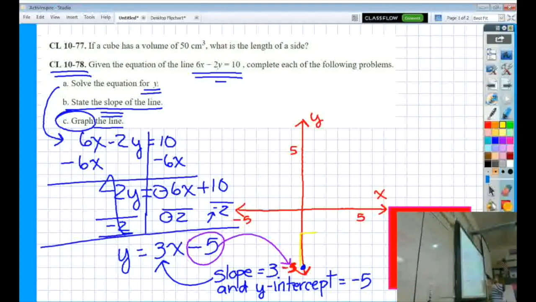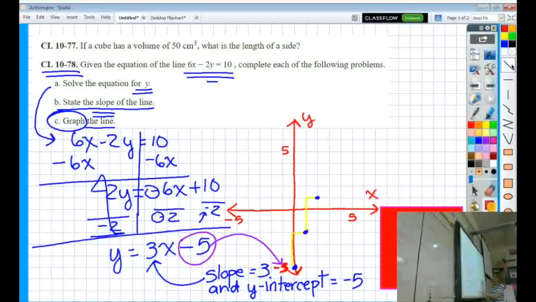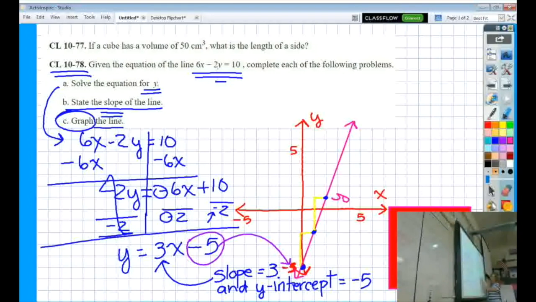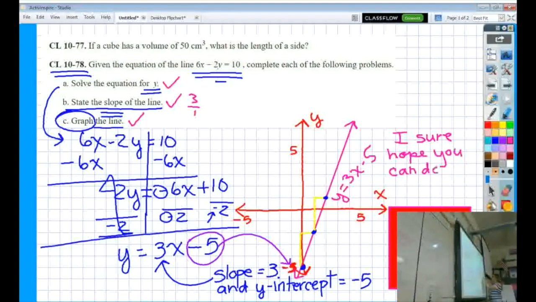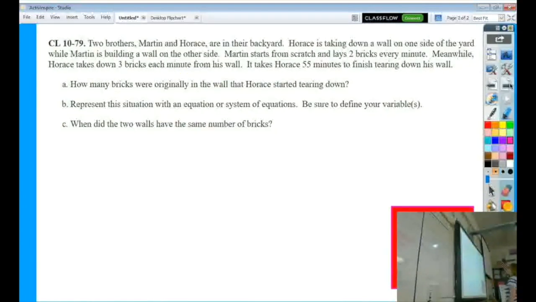And our slope is 3 over 1, so I go up 3 over 1, up 3 over 1. You can do this as many times as you want, but now I'm going to connect it with a line. Boom. I graphed it, write the equation along the line, and I have done all 3 parts, A, B, and C. I sure hope that you really know how to do this, because this is the whole point of 8th grade math. If you can't, come in and see Mr. Punches or I.